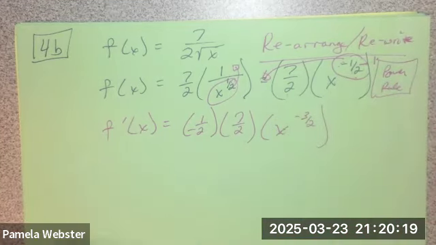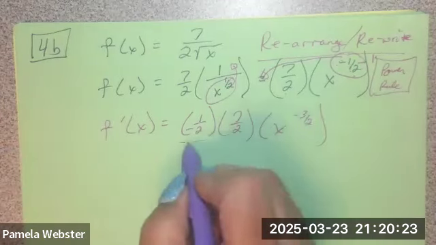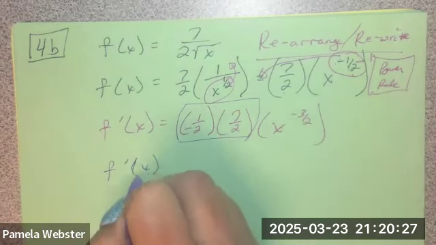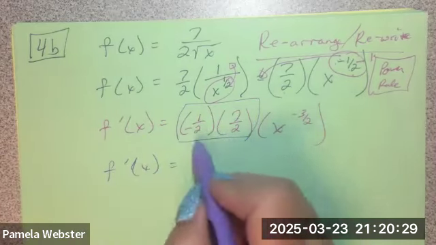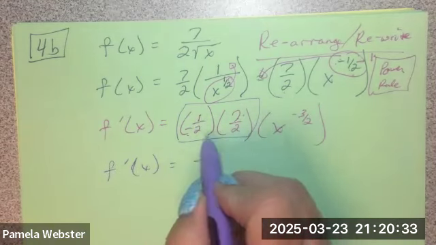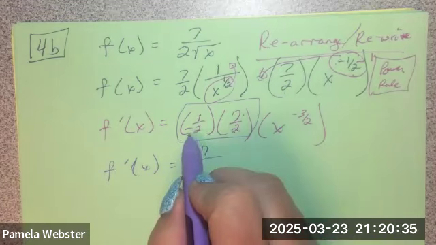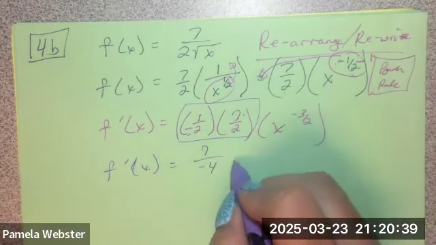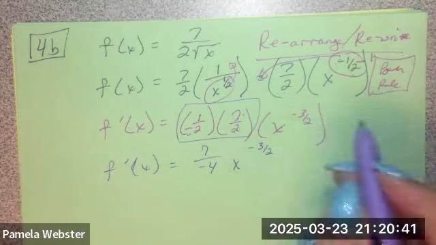Okay. And now I have 2 different things going on. I'm going to simplify these fractions first. These are multiplied, so straight multiply straight across the top. 1 times 7 is 7. Multiply straight across the bottom. -2 times 2 is -4. Okay. And then I also have x to the -3/2.